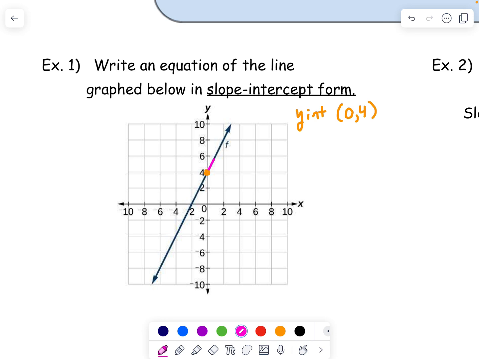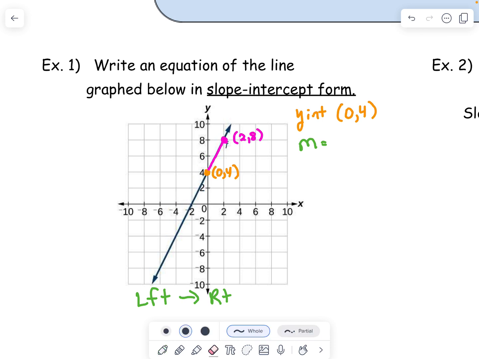I'm going to take my pencil and go along the line, looking for really nice points. I see a really nice point right here, where the grid lines meet. So now I have this point, which is (2, 8), and I have this point, which is (0, 4). I'm going to be able to get the slope. I don't really have to use the formula because I can actually walk it out. But I always go from left to right, and you can see that this is an increasing function, so it's going to be positive.